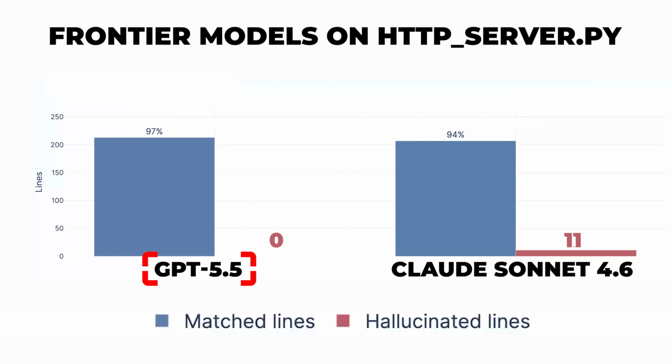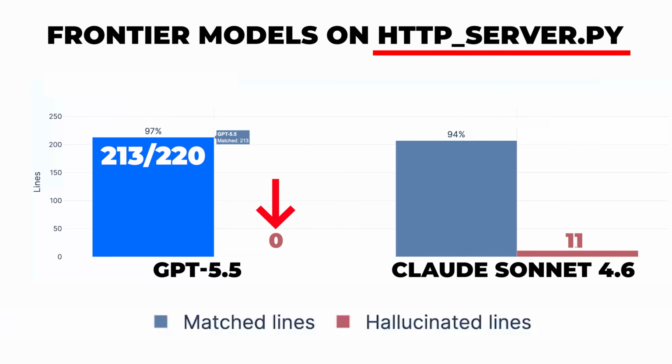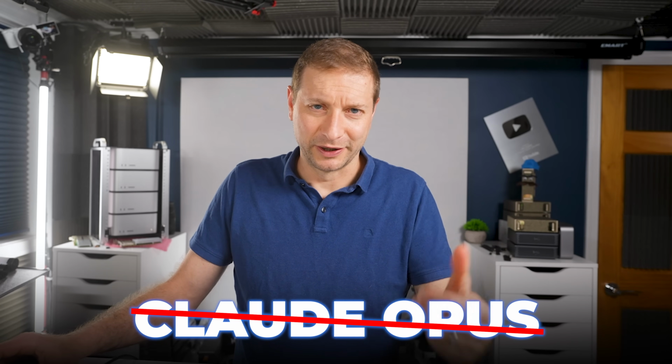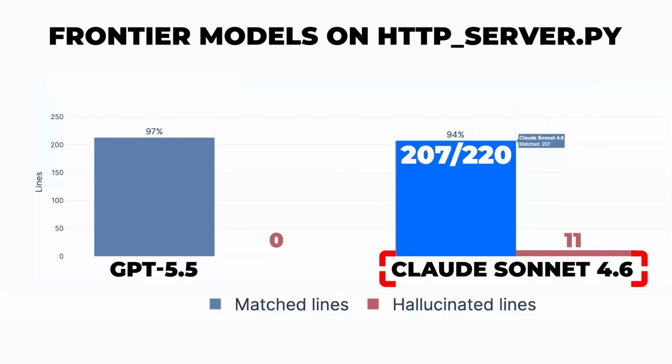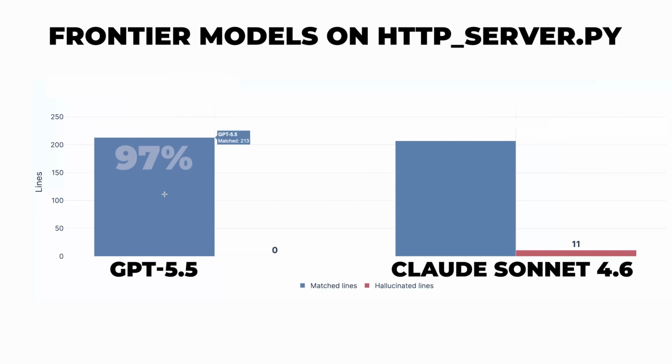GPT 5.5 hits 213 out of 220 lines on HTTP server. 0 hallucinations. Very good. Claude Sonnet 4.6. I didn't do Opus yet, but you can run it too. Let me know in the comments. Sonnet 4.6 hits 207 out of 220 with 11 hallucinations. That's not 11. What am I doing? Anyway, the bench works. These are really high numbers. We're at 97 and 94%.